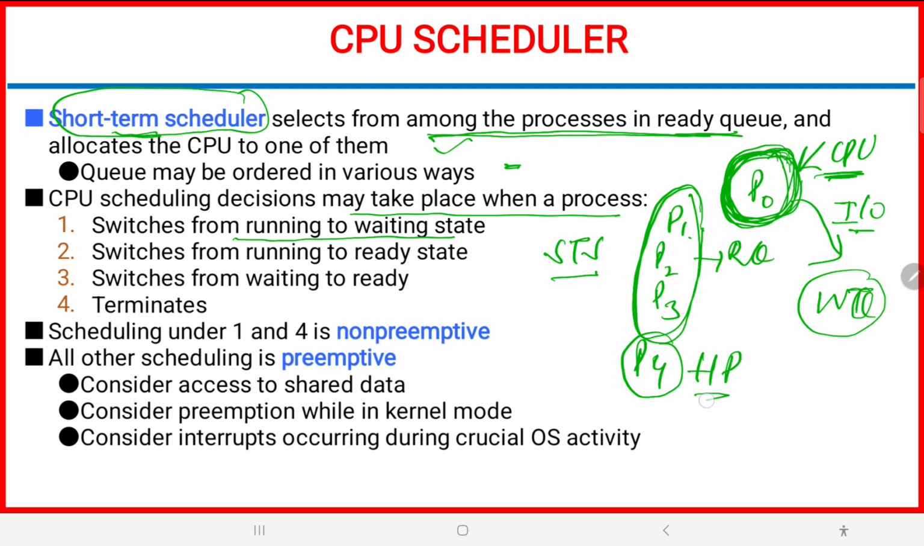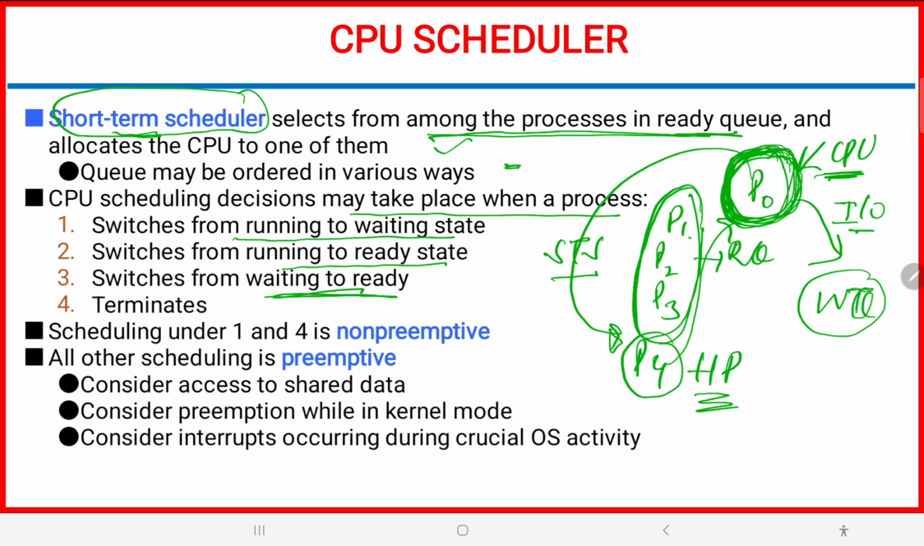As this process was of higher priority, P0 was supposed to leave the control of the CPU in between so that P4 can be given access to the CPU. So P0 shifts from the running state to the ready state and waits for its turn, so that whenever its turn comes it can continue its remaining execution. Fine. The third thing is that it switches from the waiting queue to the ready queue.